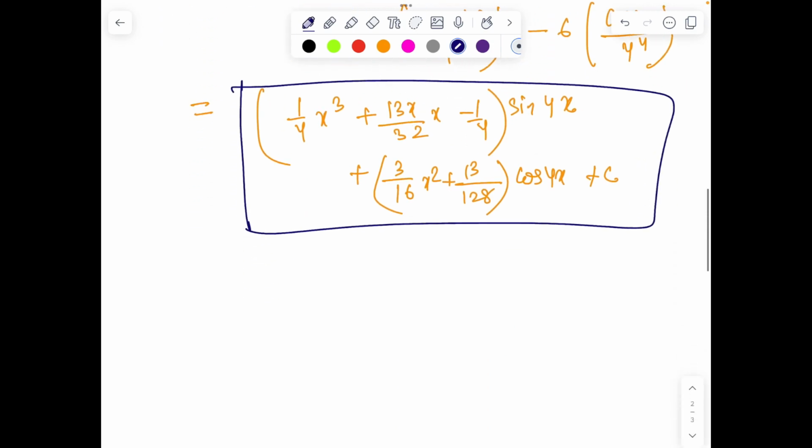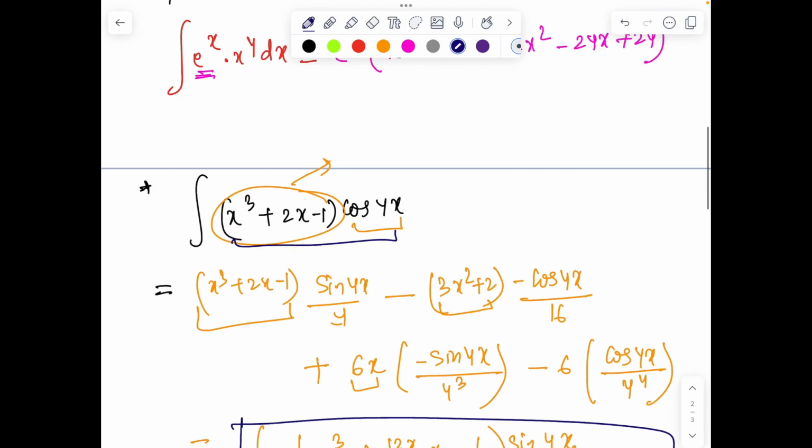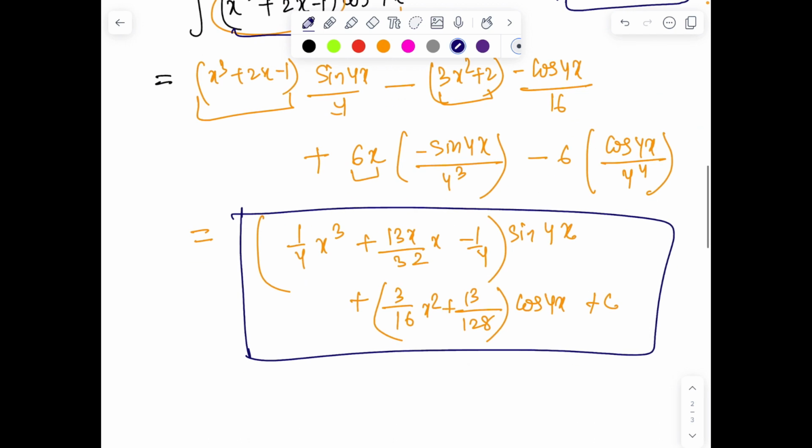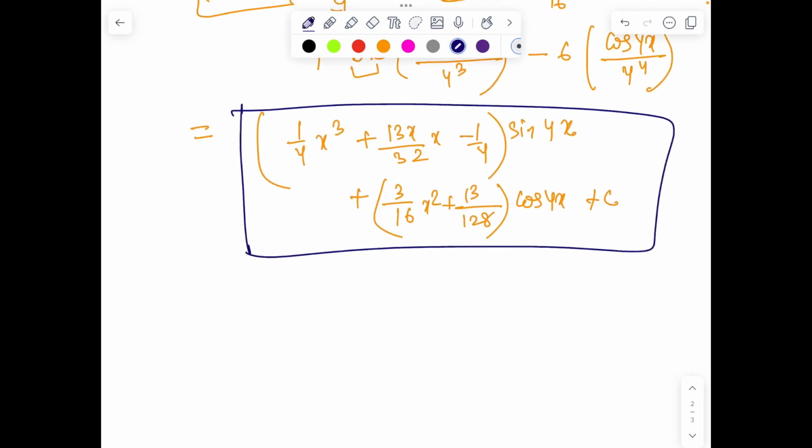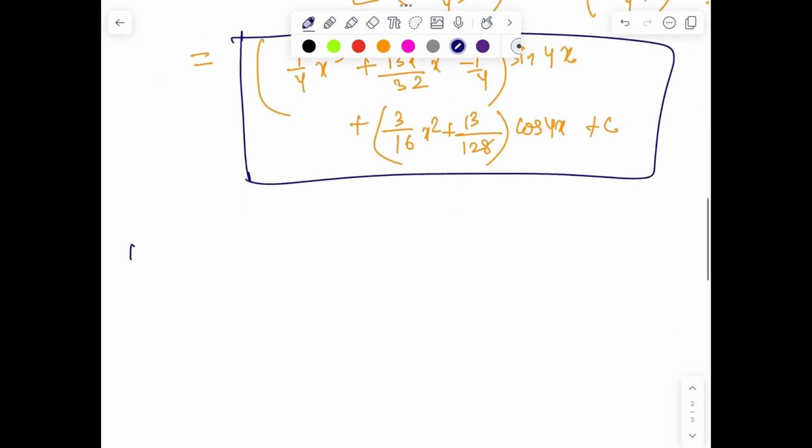The beauty of this method is not only limited to the case when p of x is a polynomial, because of course I select the polynomial as a function whose derivative will eventually die after the nth derivative. Even we can apply this idea for a non-polynomial function. For example, let's say we have e to the power 2x and sine 3x dx.